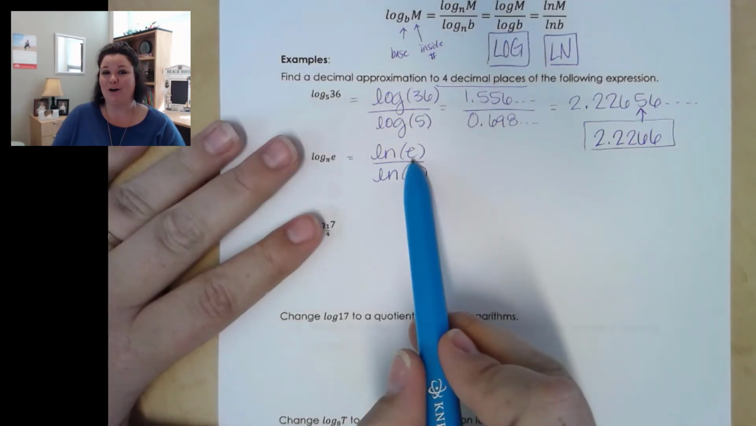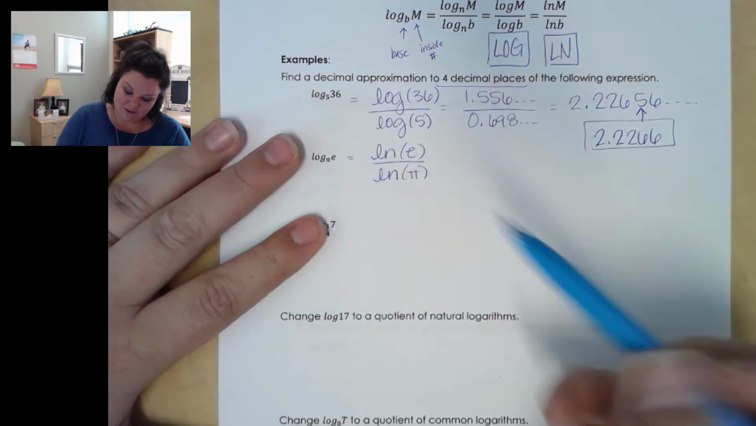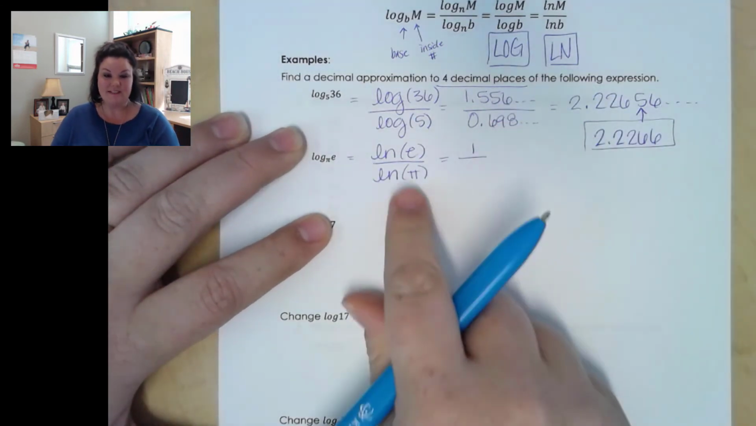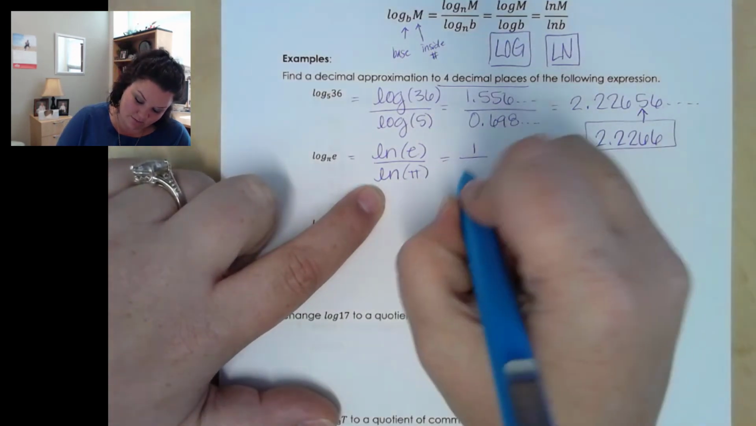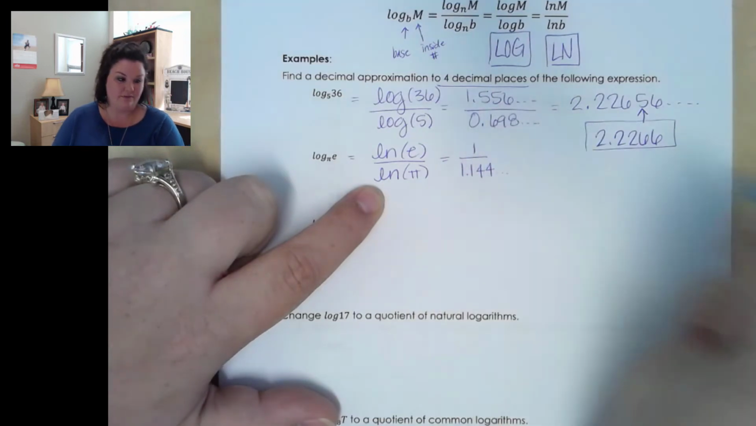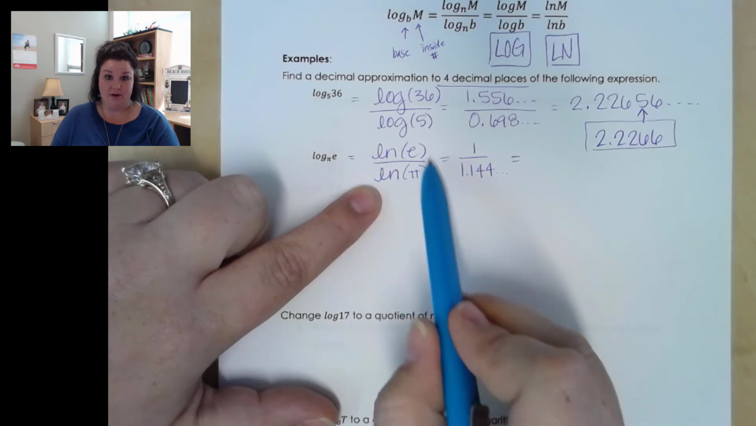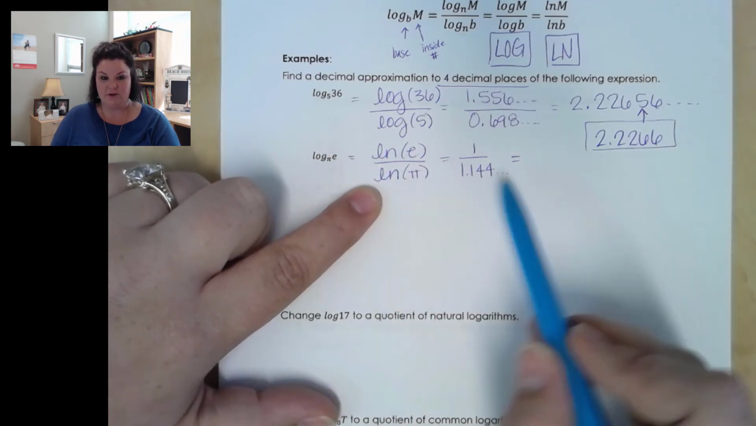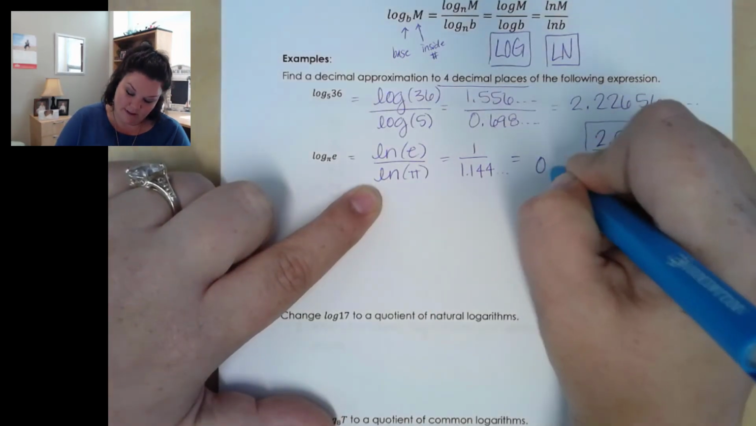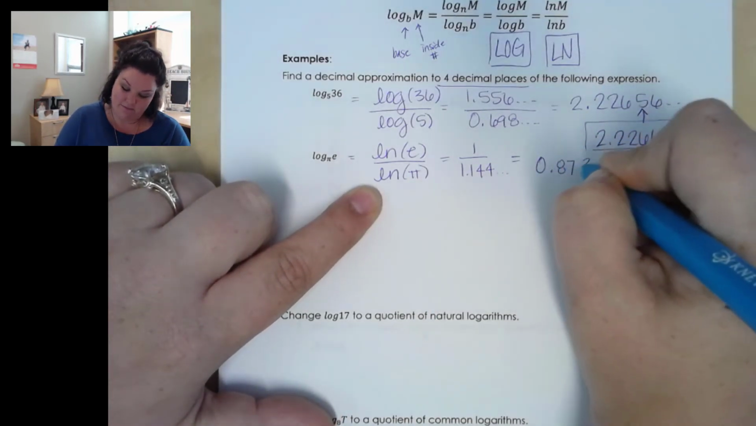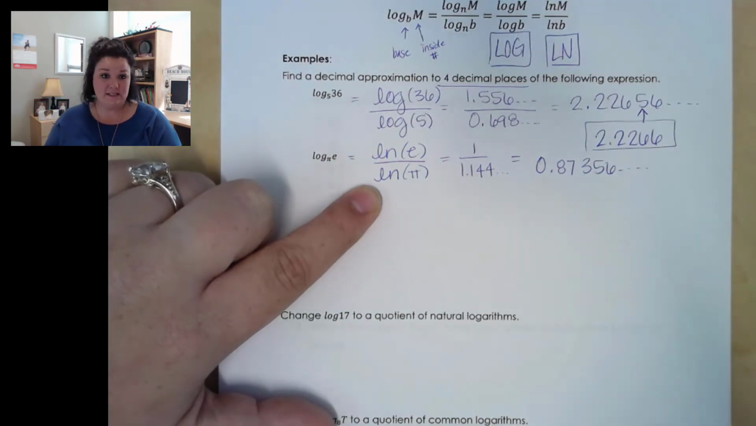But we should be able to do the top in our head because ln and e are inverse functions, so they cancel, right? So on top, we should have a 1. And then ln of pi, if we type that into our calculator, ends up being 1.144 and some more stuff, okay? And then again, if you can do this all in one step on your calculator, that's fine. Whenever you divide these two numbers or you do this in one step, we should end up with 0.87356 and some more stuff. Again, we're rounding to 4 decimal places for these examples.